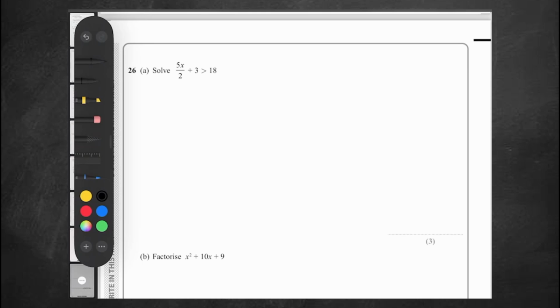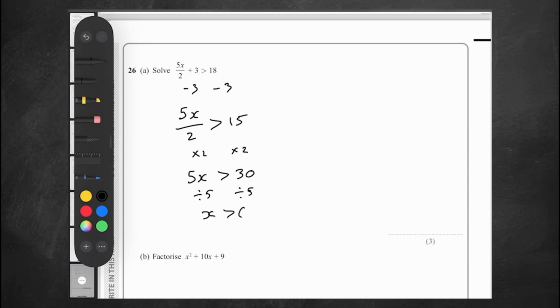Solve 5x divided by 2 plus 3 is greater than 18. So to do this, we're going to take 3 from both sides to leave us 5x over 2 is greater than 15. Then we're going to times both sides by 2 to get rid of the 2 on the bottom. So 5x is greater than 30. And then we're going to divide by 5 so that x is on its own. And we're going to have x is greater than 6.